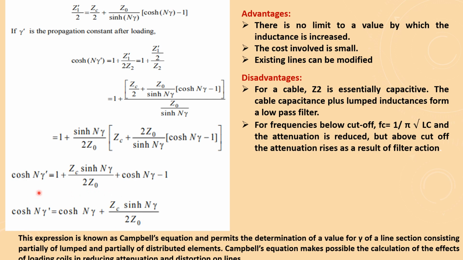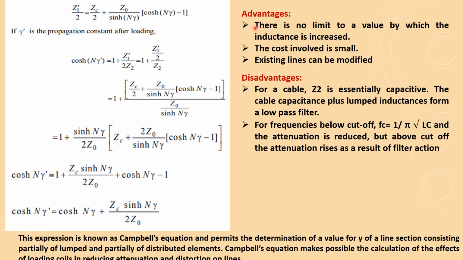And Campbell's equation makes it possible to calculate the loading of coils in reducing the attenuation and the distortion on the lines. So it will reduce both attenuation as well as distortion on the transmission line. So that is the main purpose of this Campbell's equation.